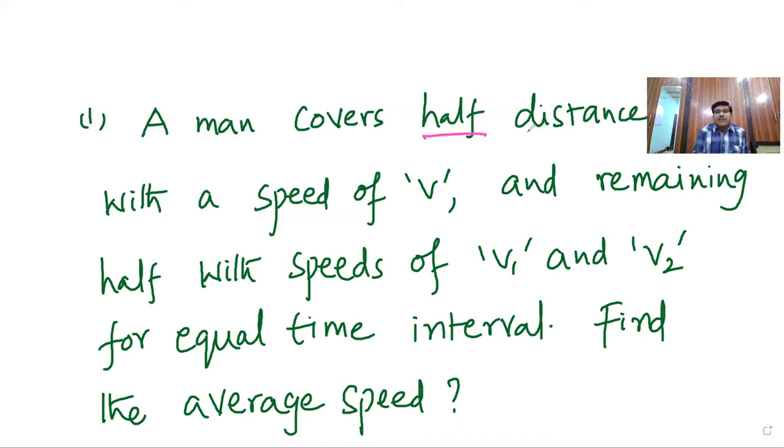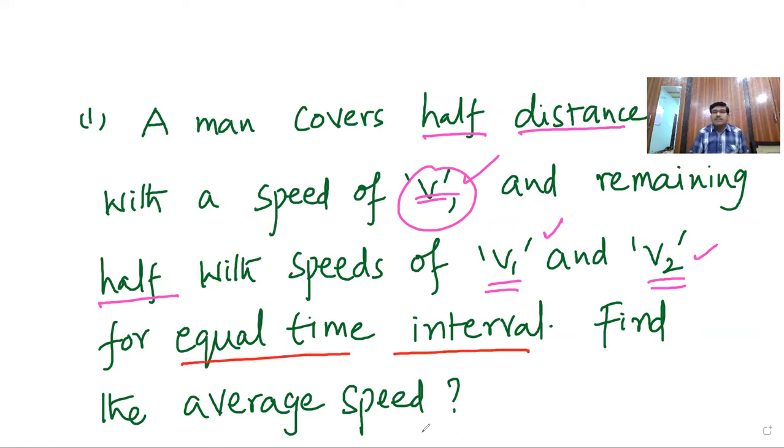The man is covering half the distance at a speed of v, and the remaining half with the speeds of v1 and v2 for equal time intervals. Concentrate on this term. Then it requires the average speed. Let us solve this problem.